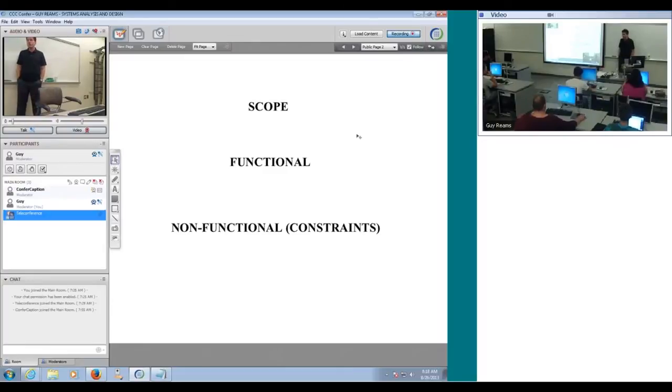Okay, so that is the scope. Does everybody understand what scope means? Now you are going to be writing a scope statement. The scope statement is a limiting paragraph. It is one or more paragraphs in which you limit what it is not doing.